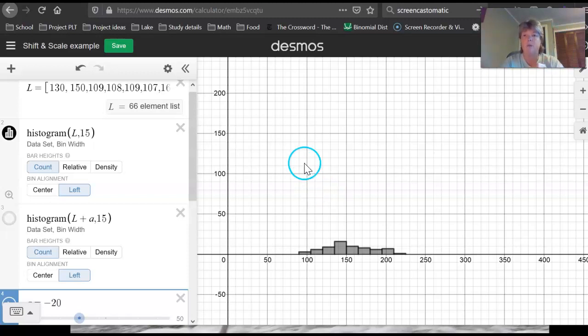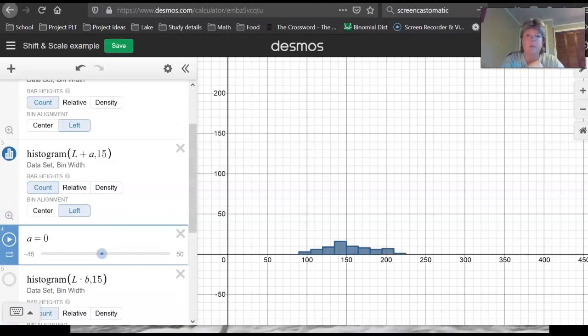So what I've done is I've created this histogram on this list L. I just made up some numbers for this list and created that histogram. So here's the histogram for list L. And then I want to look at what happens if I take this histogram L and I add a constant to everything in the list. So here I've added nothing, so the histograms overlap one another.